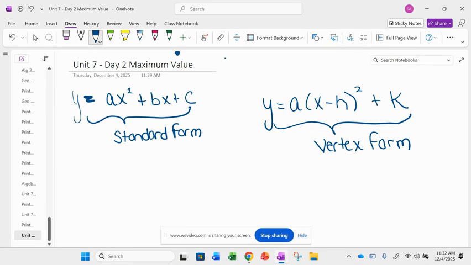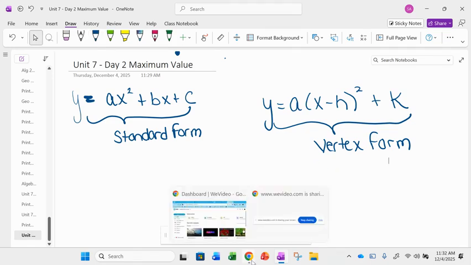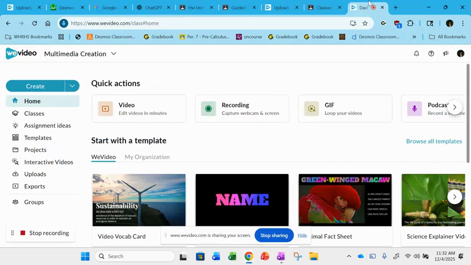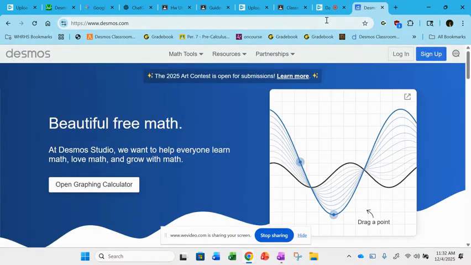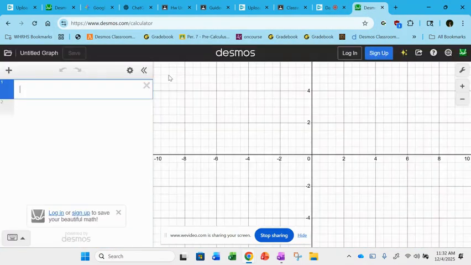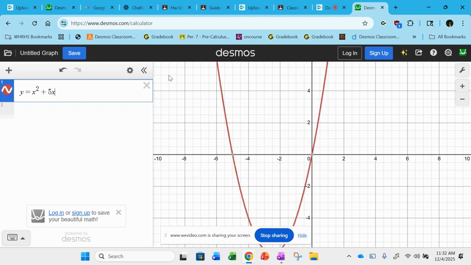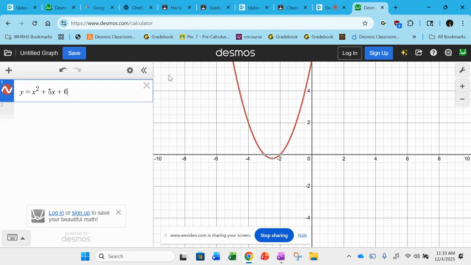Now, who remembers from Algebra 1, if we were to graph a quadratic, what does it look like? It's a parabola. So let's just go, I'm just going to show you right now. Let's just go to Desmos real quick. So we go to Desmos, we go to graphing calculator. And I'm just going to put in a quadratic. Y equals x squared plus 5x plus 6.